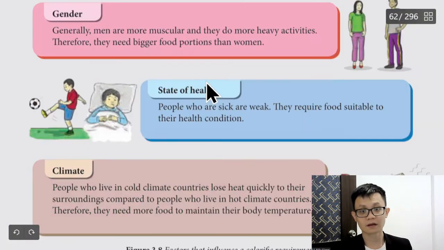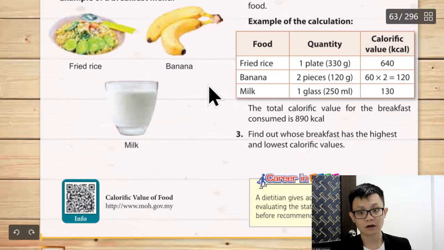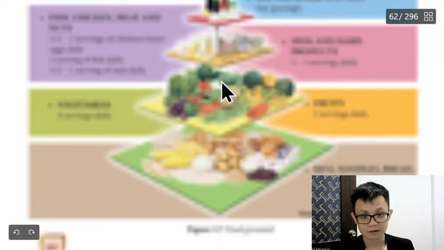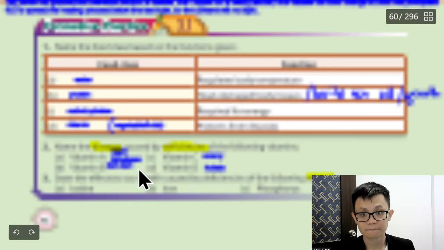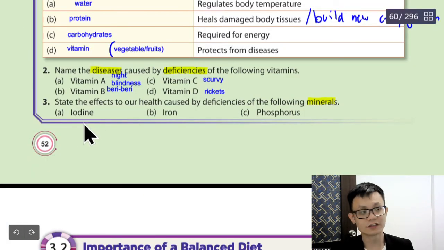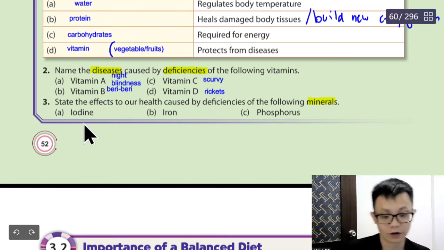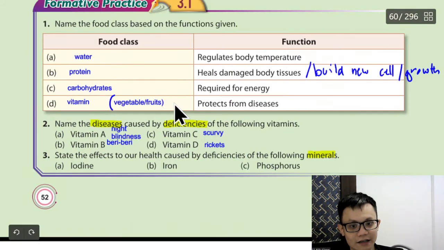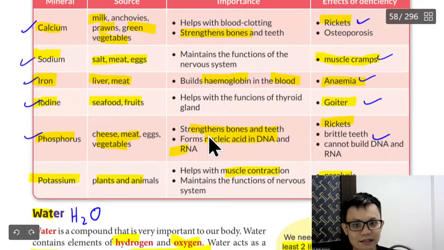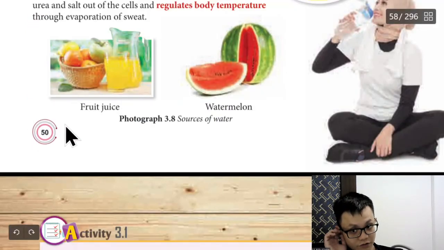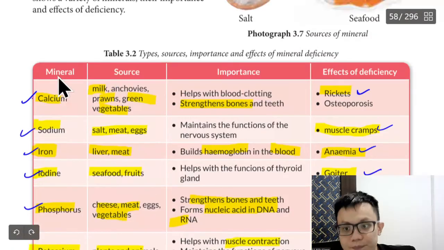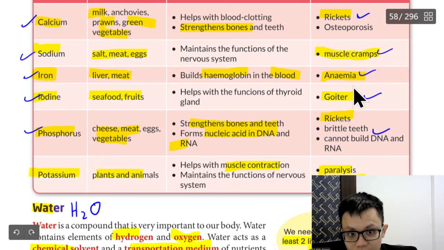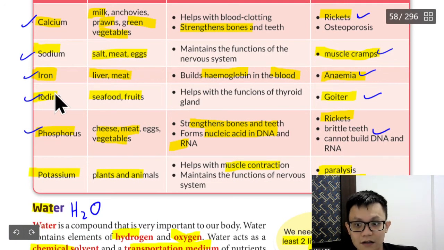Okay, now I ask again the question. You need to look at those and memorize. Iodine, deficiency of iodine, what will happen? Okay, so the answer, iodine, iron, phosphorus. The answer is up here, page 50. We can see if not enough iron, we will have anemia. Not enough iodine, we'll have goiter. Not enough phosphorus, we'll have toothache, or I say rickets.